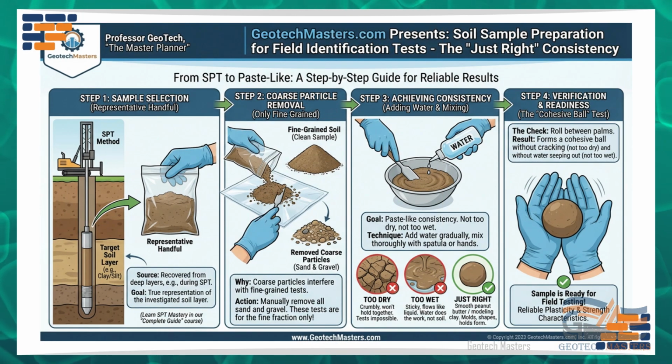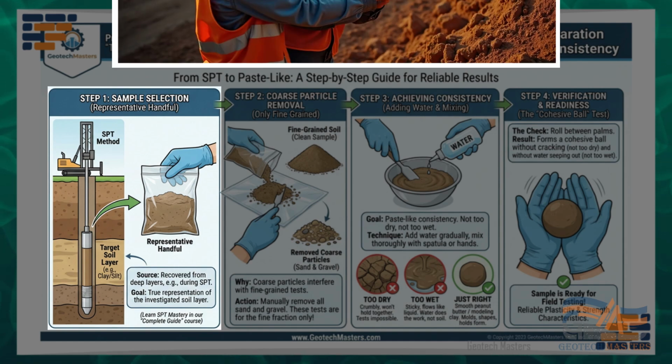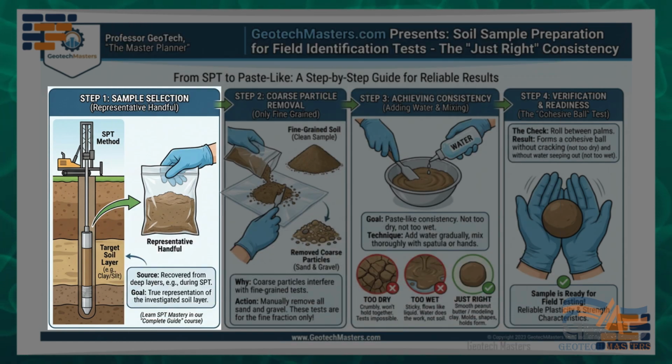Before we can perform any test, we must first prepare our sample correctly. We begin by selecting a representative sample of the soil we want to test. As we discussed in our Master Planning series, a good sample is one that truly represents the soil layer we are investigating. We need about a handful of material, so where do these samples come from, especially when they are deep in the ground? Often, they are recovered using a method like the Standard Penetration Test, or SPT.